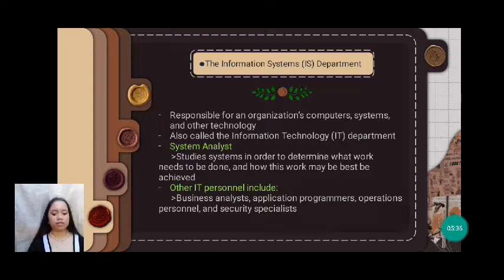Also, a system analyst is the person who uses analysis and design techniques to solve business problems using information technology. They are the ones who study the problems and needs of an organization, and the ones most involved in system development. Let's go now to the other IT personnel, which include the business analysts, application programmers, operations personnel, and security specialists. We will discuss that later on. So now let's go on to the next slide.